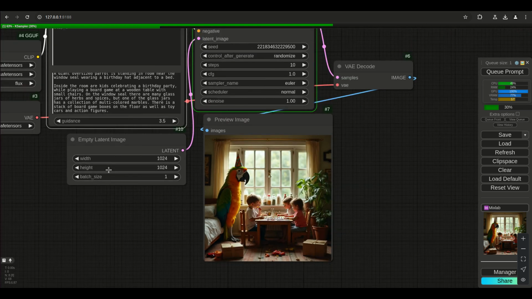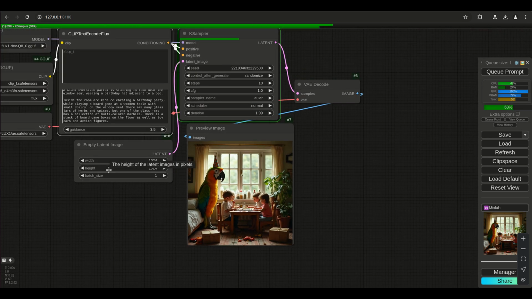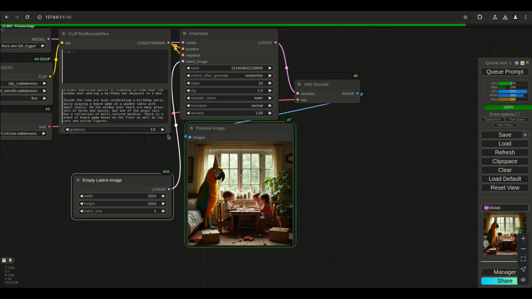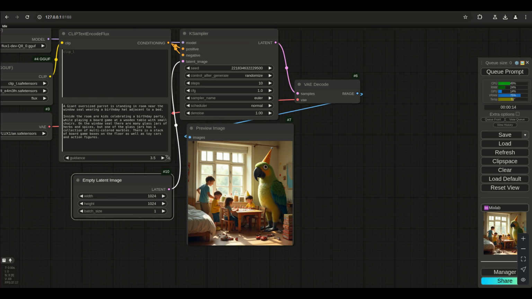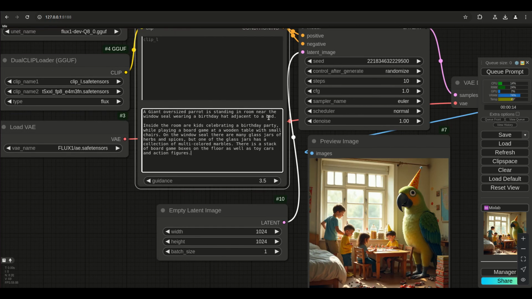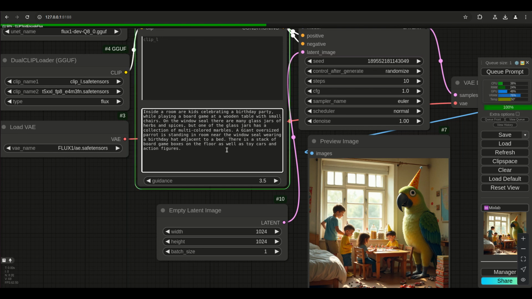And this is a great way, I think, to build in Flux. Go bit by bit. Don't try to come up with the overarching, longest prompt you've ever come up with, blah, blah, blah. Go bit by bit. Talk about the things you want to talk about, and then keep moving forward with the prompt. And also keep in mind that the first thing you talk about still plays an important role. So let's do this. Take this right here, cut it out. Inside, I'll say a room. A giant oversized parrot is standing in the room near the windowsill, wearing a birthday, blah, blah, blah, blah. Okay, let's just throw it in the middle.